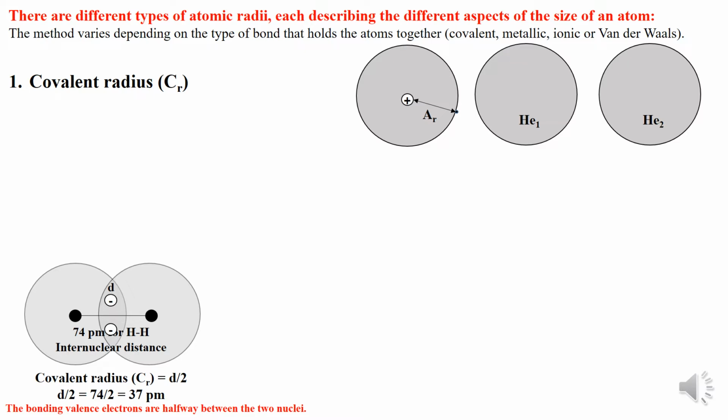For example, in the case of the hydrogen molecule, a covalent bond is formed, and that is shown by a solid line joining the two hydrogen atoms held together by a covalent bond. Now you calculate the internuclear distance between the two nuclei and take the average. So the internuclear distance for the hydrogen molecule is 74 picometers. You take the average, divide by 2, and 37 picometers is the covalent radius of the hydrogen atom.